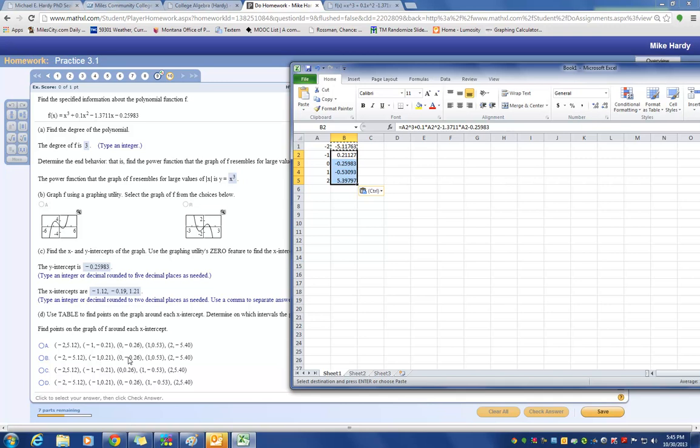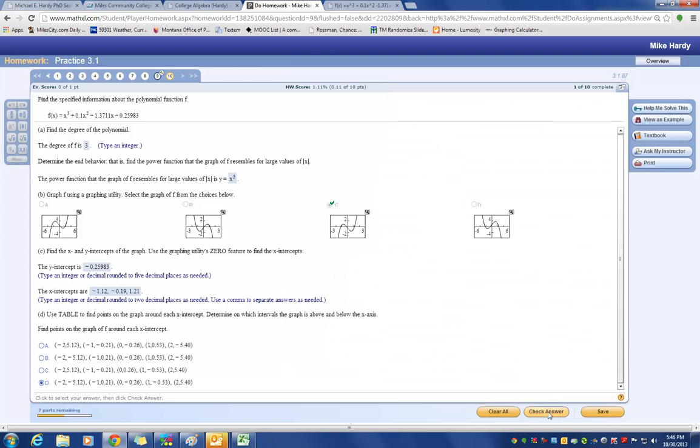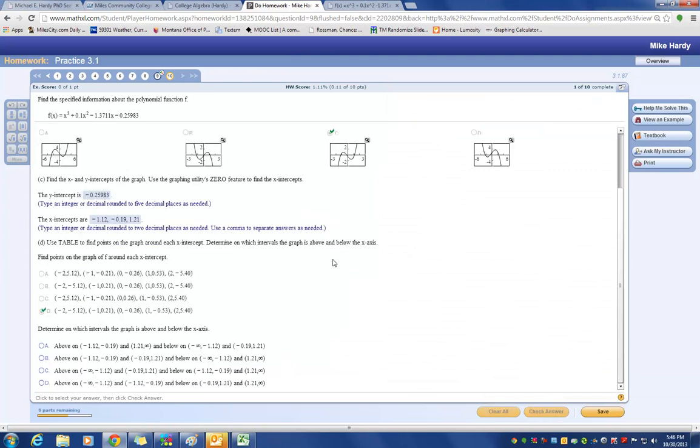0 is paired with negative 0.26. 1 is paired with, ooh, that's a positive. That's not going to work. Let's check this next one. Nope, that has negative 2 paired with positive 0.512. Ah, here, D. Negative 2 is paired with positive 5.12. Negative 1 is paired with 0.2. 0 is paired with negative 0.26. 1 is paired with negative 0.53, and 2 is paired with positive 5.4. So this is the one that's correct here. Let's check the answer. Well done.